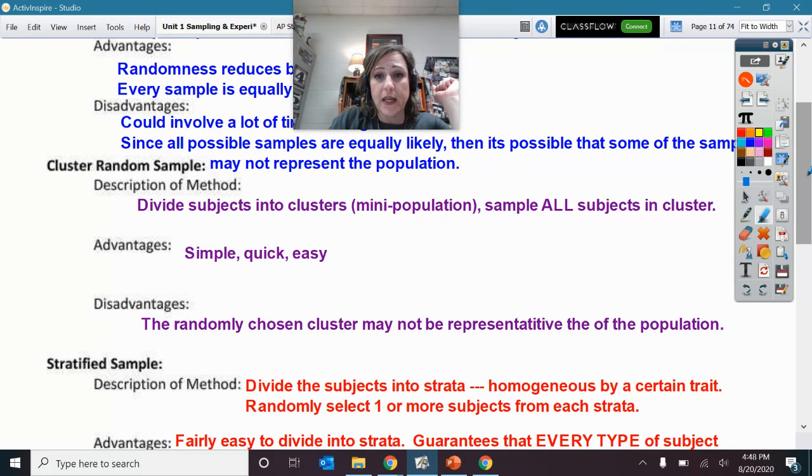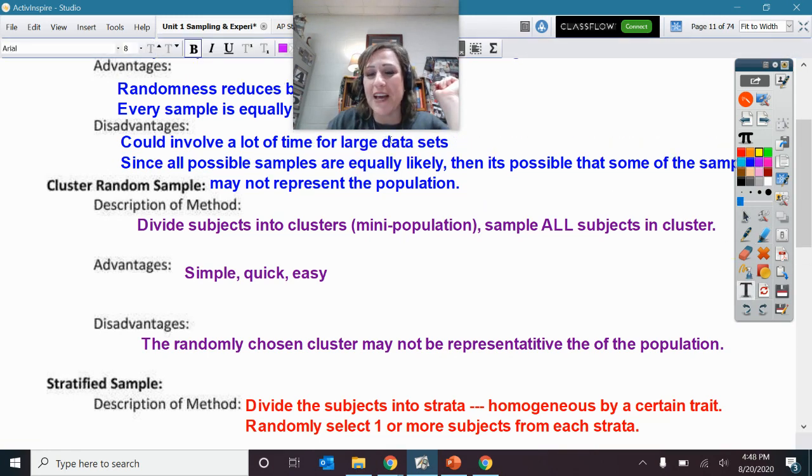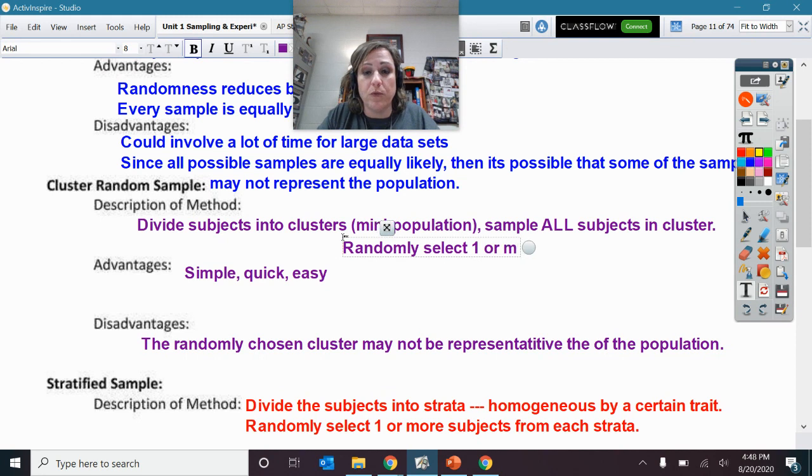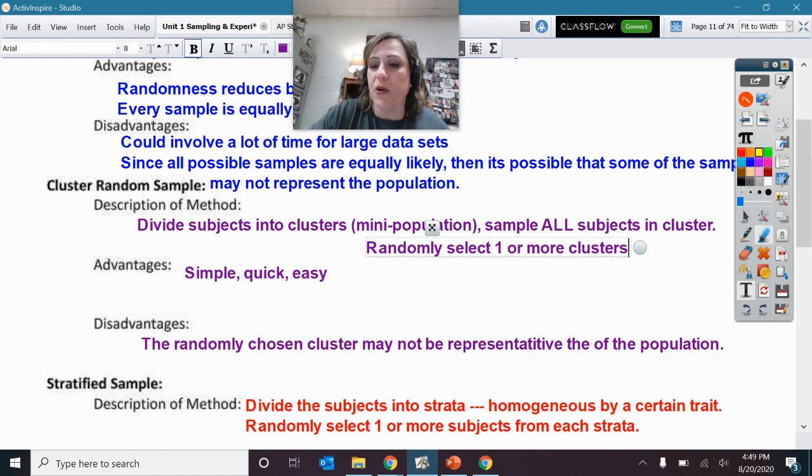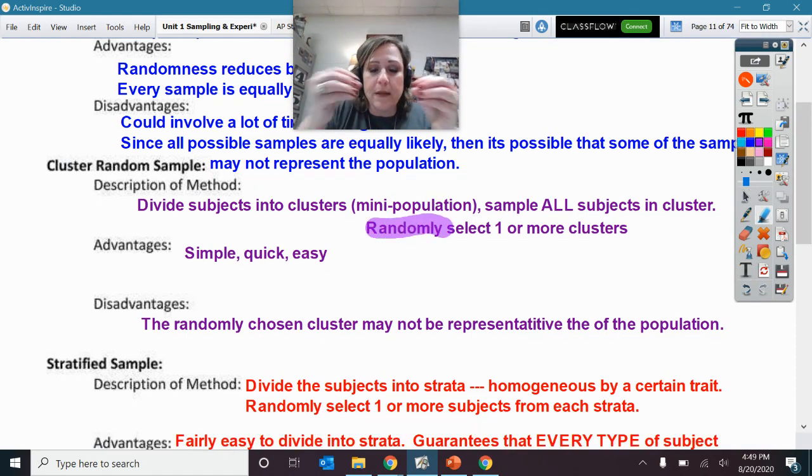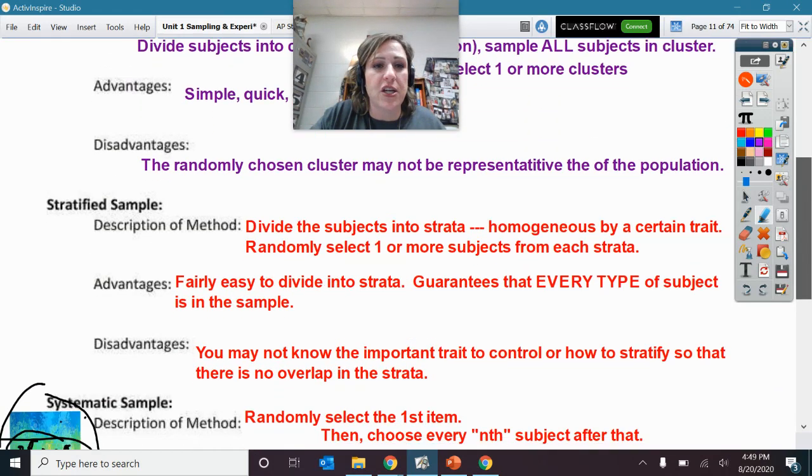So here, on this clustering, we're dividing the subjects into clusters. Now it says sample all the subjects in a cluster. That was not a very good description. I probably should have put something else in there, like the fact that I should have said, randomly select one or more clusters. So sorry, my bad. Should have put that in there right there. Okay, so I randomly select one or more clusters, okay? And so that randomly selecting that cluster, that's where that randomization comes in.